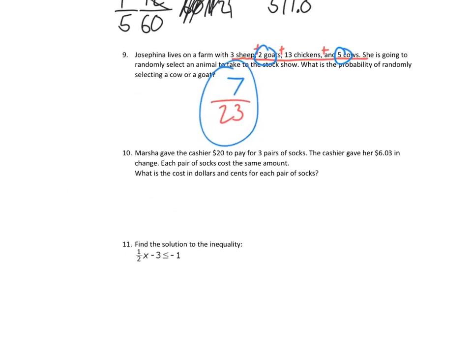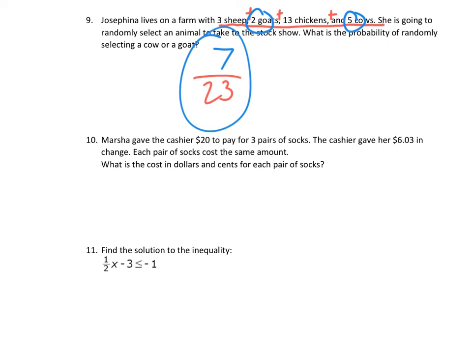On to number 10. Marcia gave the cashier $20 to pay for 3 pairs of socks. The cashier gave her $6.03 in change. Each pair of socks costs the same amount. What is the cost in dollars and cents for each pair of socks? So this is kind of an older problem. This is clearly not probability, but we're going to go with it anyway.